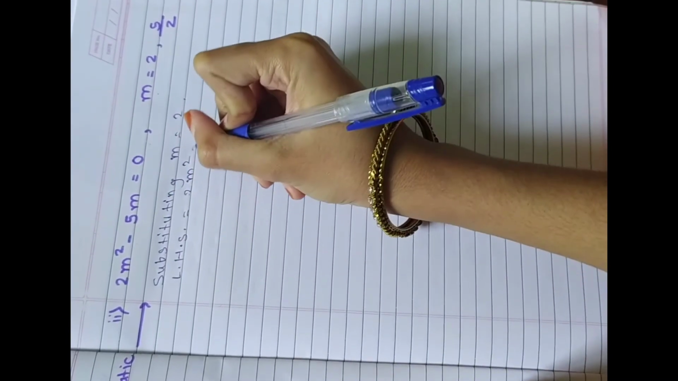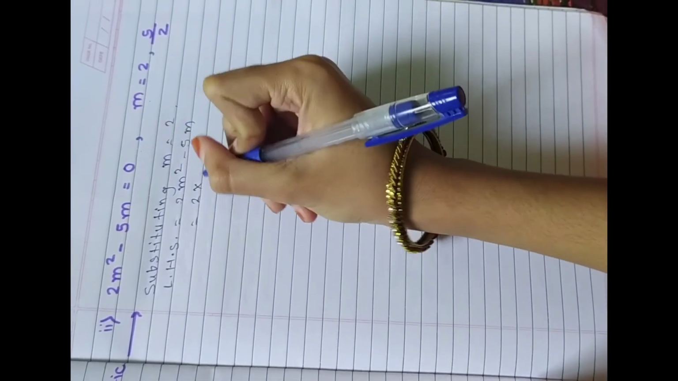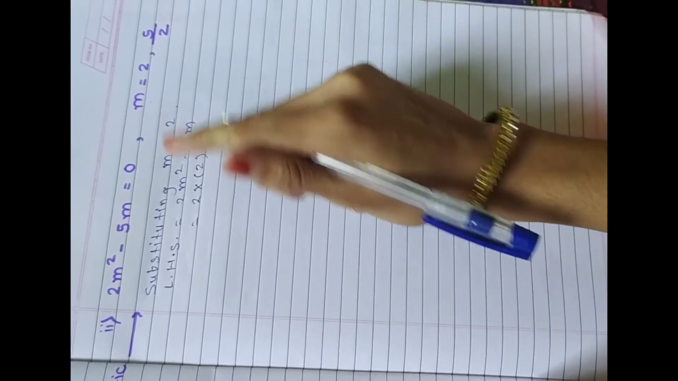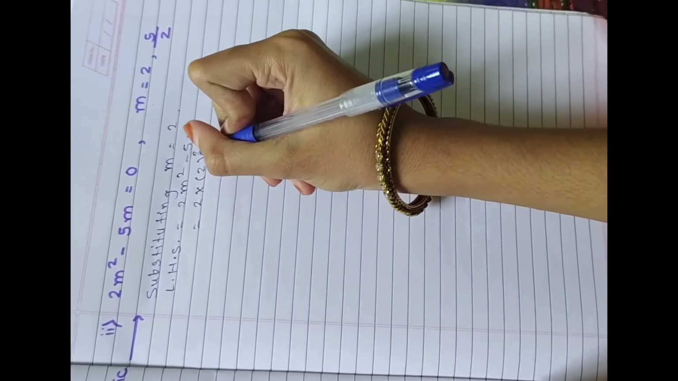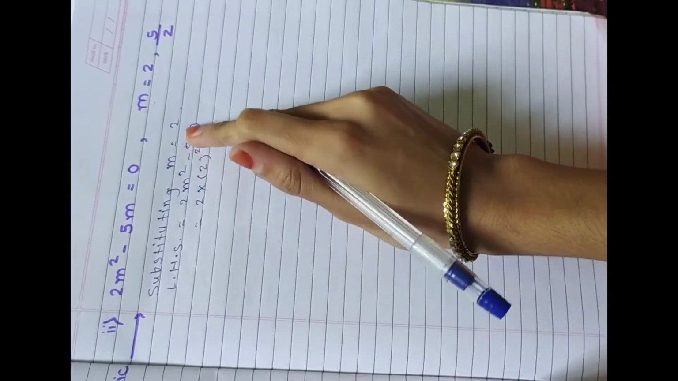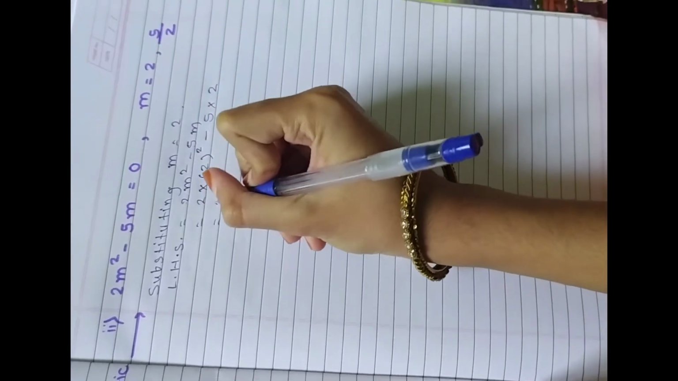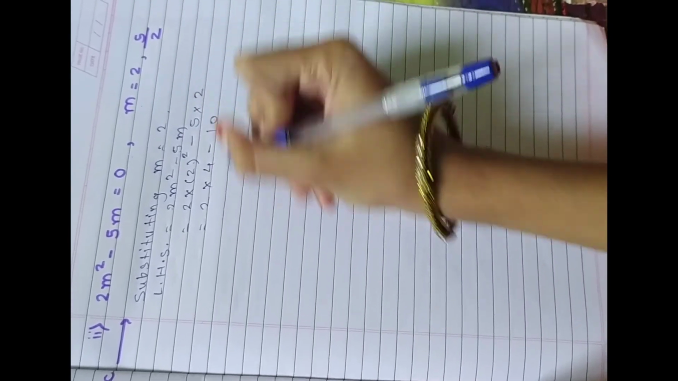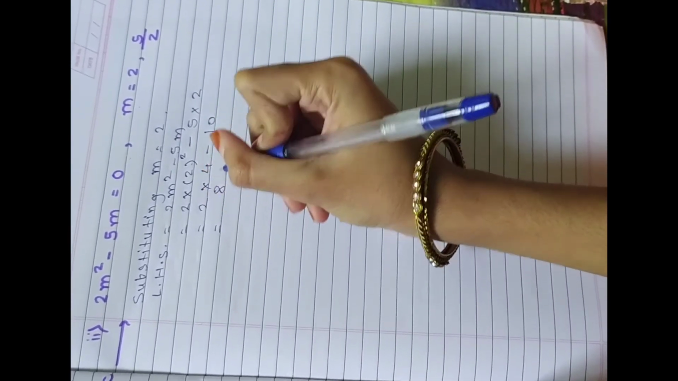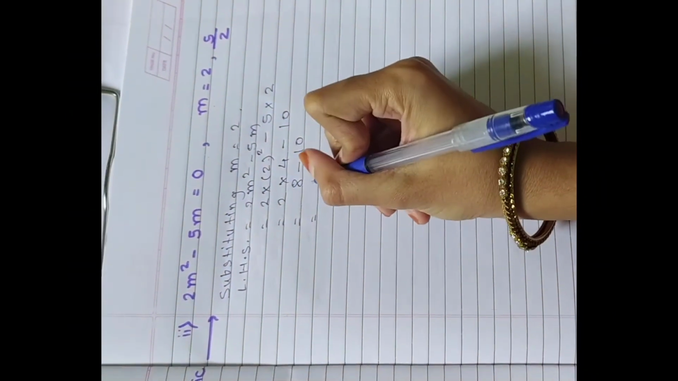So here LHS is 2m² − 5m. Substitute the value m = 2. So 2 × 2² − 5 × 2. 2 × 2² is 8, minus 5 × 2 is 10. 8 − 10 is −2.